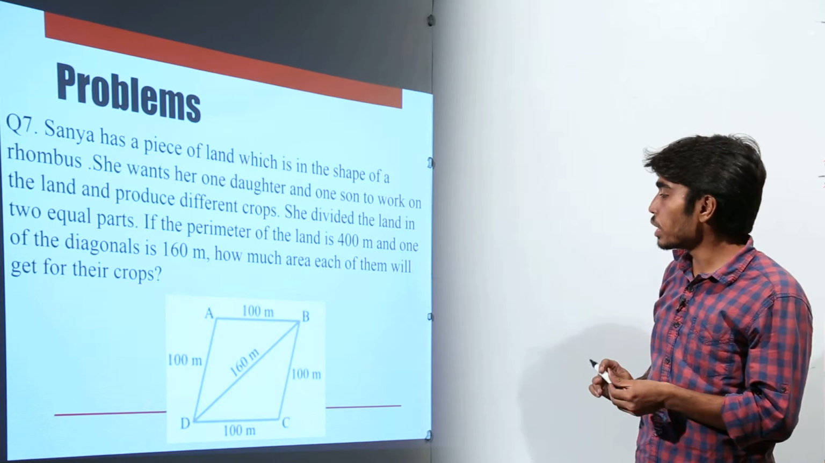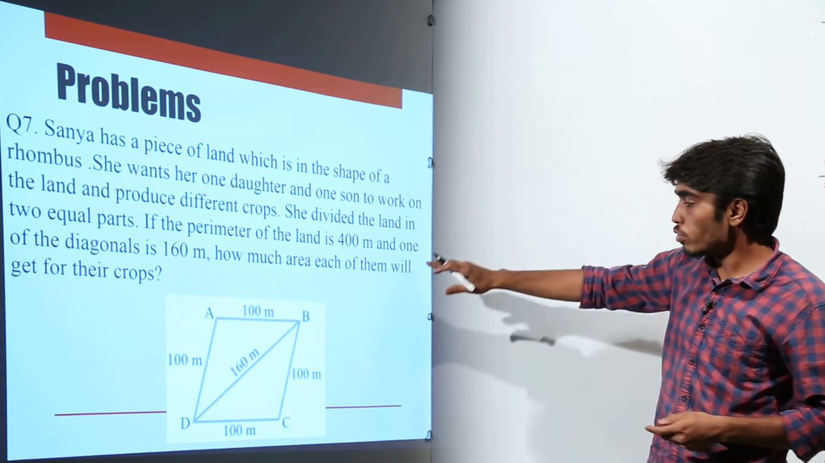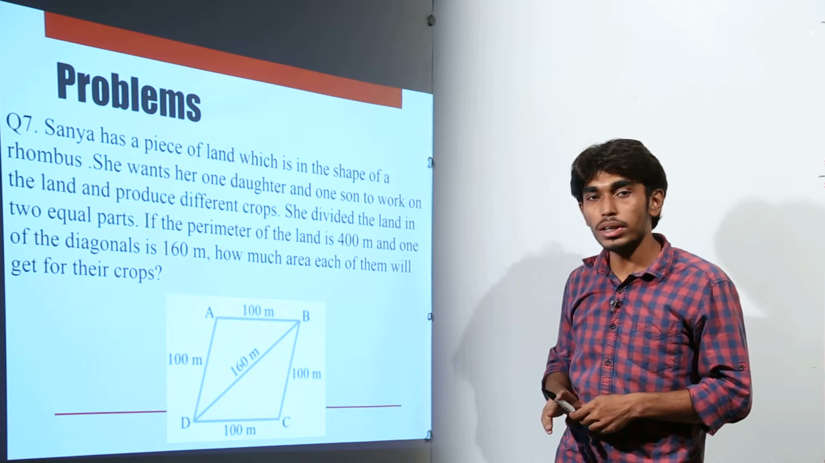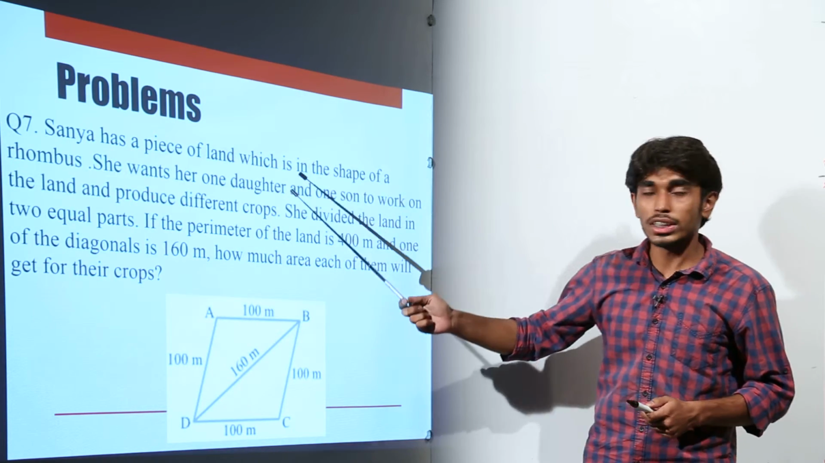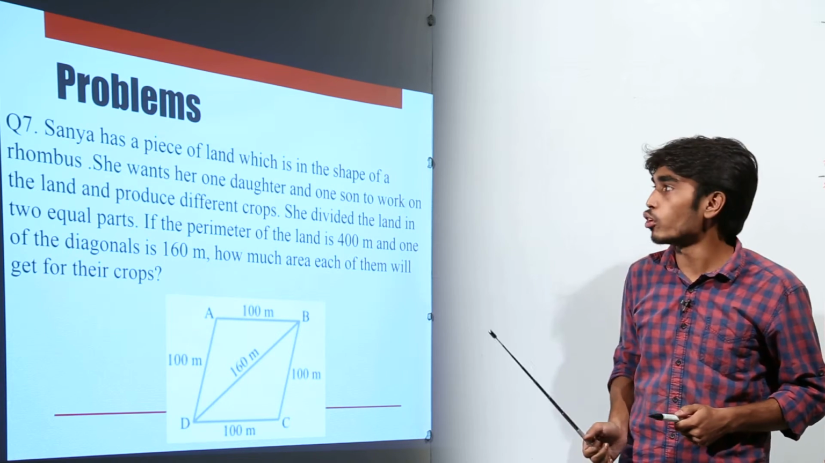Now here we have been given a rhombus. The sides of the rhombus are given. The side is 100 meter, so all the sides become 100 meter. Sanya has a piece of land which is in the shape of a rhombus.